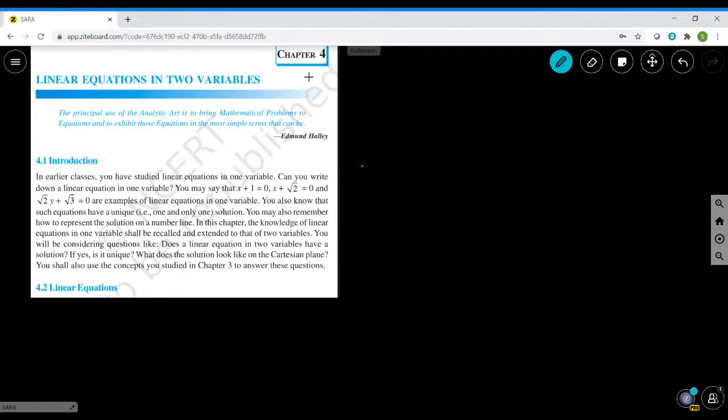9th standard, 4th chapter, linear equations in two variables. Here we have to cover some topics. First is the introduction part, introduction of linear equations in two variables. Second, what is a linear equation?